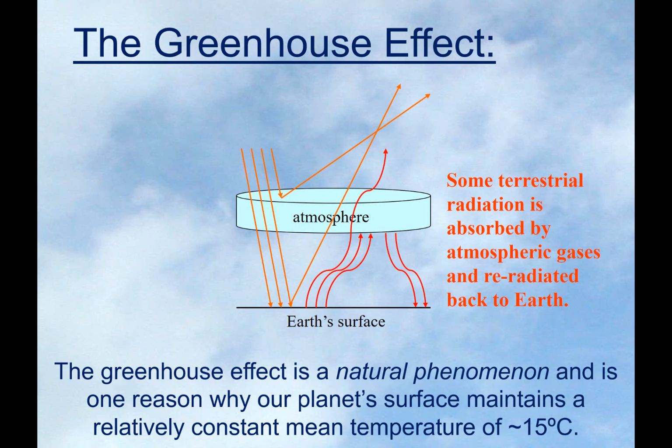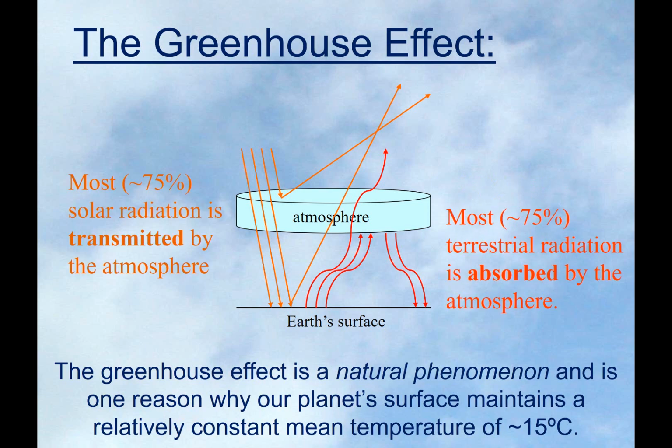Now, just putting some numbers to this, a quick rule of thumb: we can say 75% of the solar radiation is transmitted. It gets through the atmosphere, no problem. 75% of the reflected terrestrial radiation, however, gets absorbed and sort of re-radiated back, so it doesn't actually leave the system, and it gets re-radiated, reflected back towards the Earth's surface, causing this greenhouse effect.